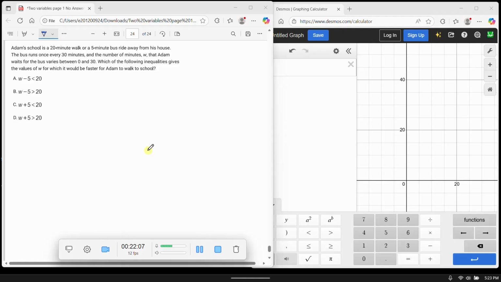So you only have two choices here, either A or C. And now which one is the right one? It's the time that he waits on the bus, W, plus the time that the bus takes him to school. So you have to pick the first one.